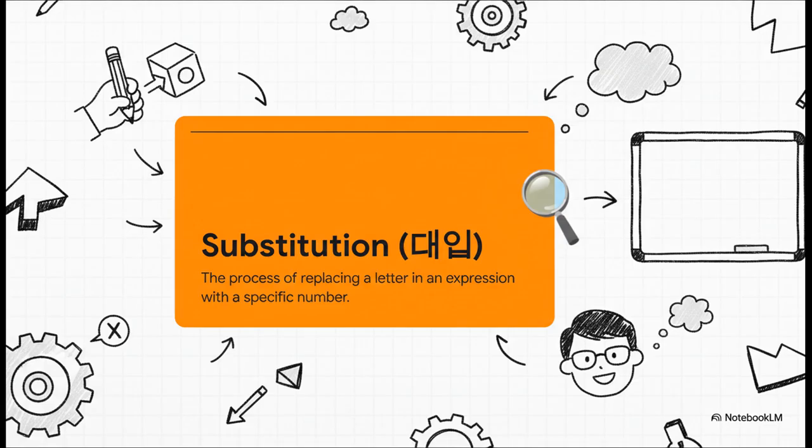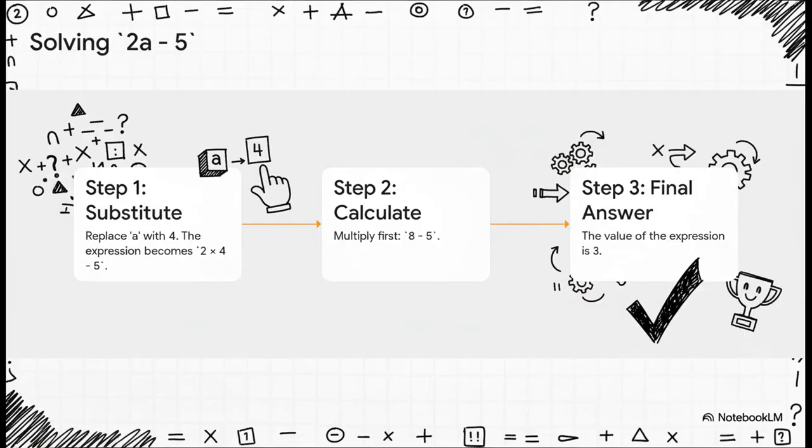Think about it like this. When your regular teacher is away, a substitute teacher comes to take their place for the day. In math, we're doing the same thing. A number is going to be the substitute that takes the place of a letter. Let's walk through this example on the screen nice and slow. Our problem is 2a minus 5. And the instructions tell us that for this problem, a is 4.